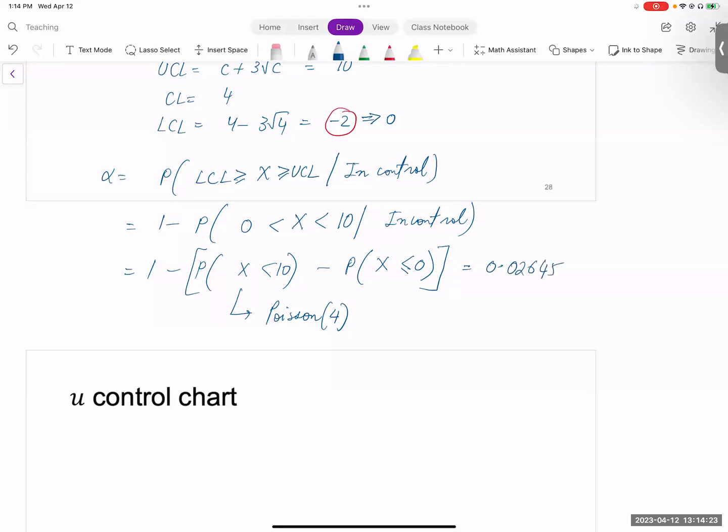0.02645. Keep in mind, when you compute the first term, probability X less than 10, you have to make sure that in a calculator you put X less than or equal to 9, because the cumulative probabilities are not defined for less than, they're always defined for less than or equal to. So be very careful when you're computing these probabilities on a calculator. In fact, I would recommend that you try to compute these probabilities yourself. And then if you have any questions, please reach out to me.